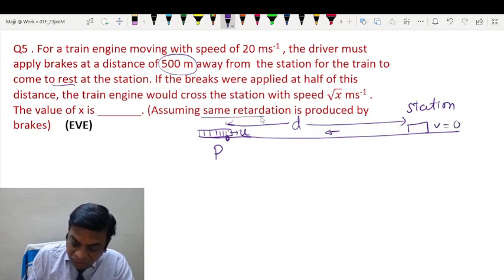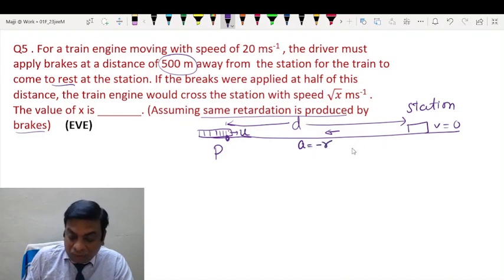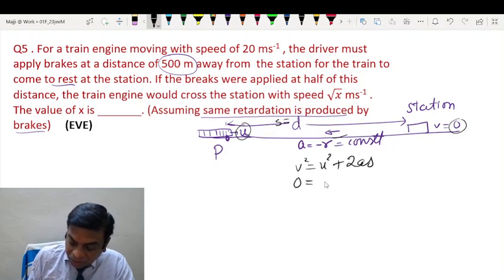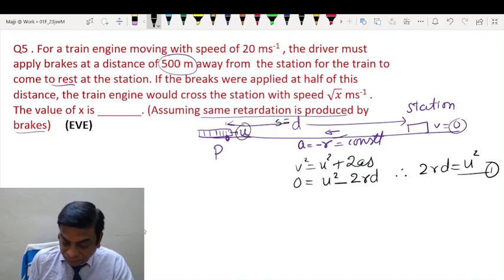It is clearly given that assume retardation to be constant, same retardation. So let us say the retardation is r, r for retardation and which is constant. So we can use equations of motion. Okay. So the equation which involves initial velocity, final velocity, displacement and acceleration is v square equal to u square plus 2as. Is it? So we have 0 is equal to u square minus 2r into d. So we have 2rd is equal to u square. Let us keep this as the equation 1.